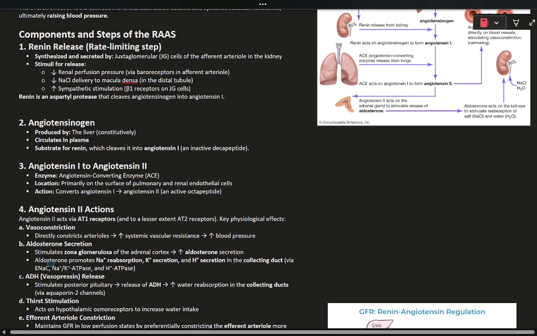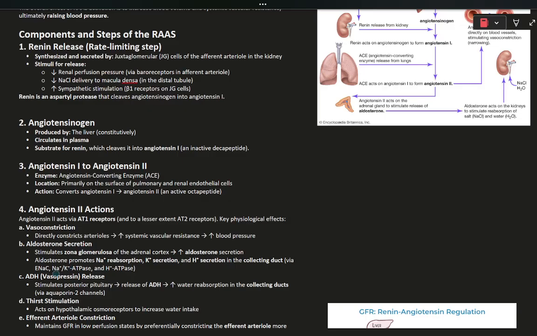And then the aldosterone will promote the sodium reabsorption, potassium secretion, and H+ ion secretion in the collecting duct of the nephron. This is going to occur through the epithelial sodium channel, sodium potassium ATPase exchanger, and the H+ ATPase pump. The phrase ATPase basically means that the H+ excretion is powered through the consumption of ATP.